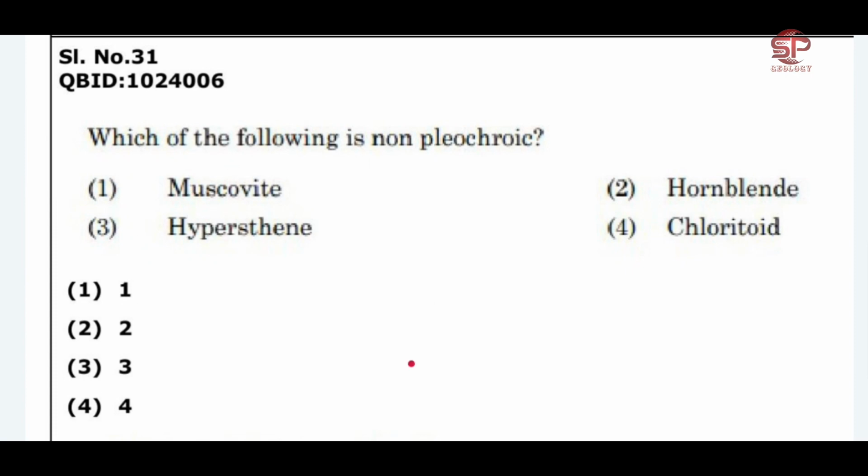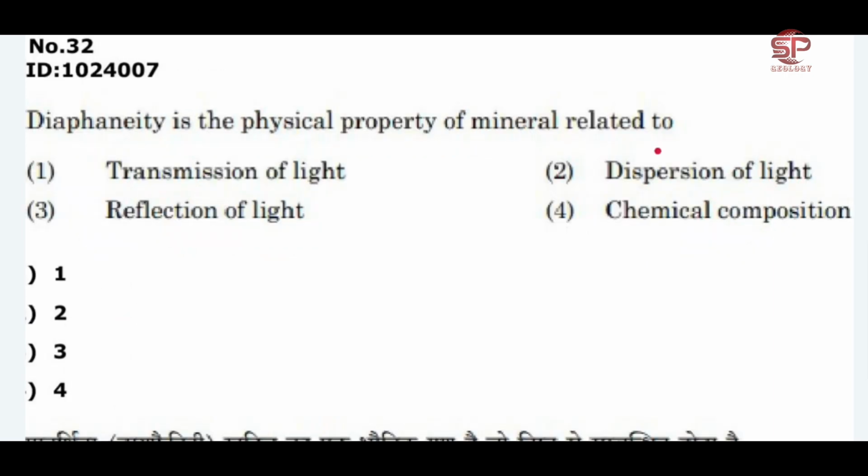Which of the following is non-pleochroic? From all these options, muscovite is very weakly pleochroic, or you can say non-pleochroic. Hornblende is pleochroic, chlorite is pleochroic, and hypersthene is also pleochroic. Answer will be muscovite.